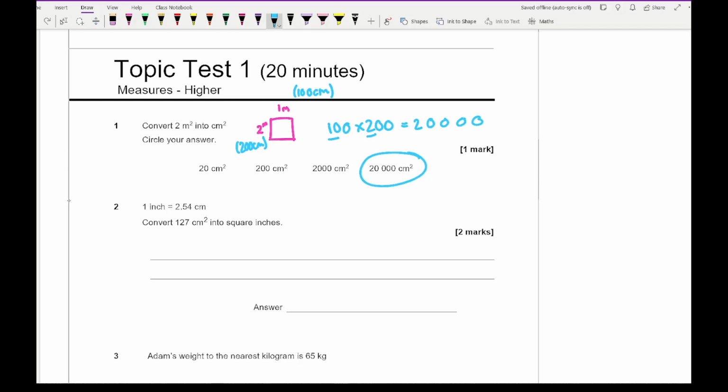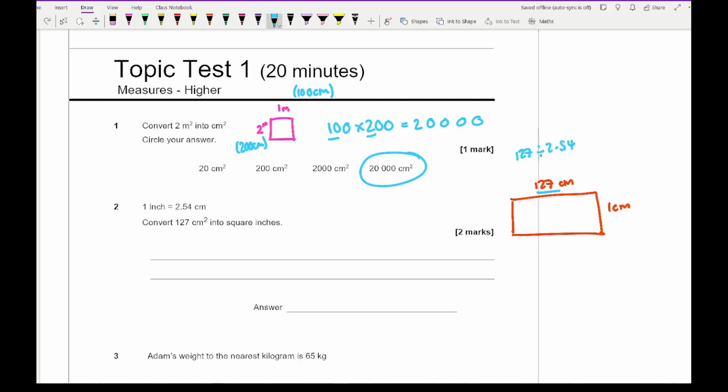Now with question 2, if 1 inch is 2.54 centimeters, convert 127 square centimeters into square inches. So again, what I'm going to do is draw a shape that gives me an area of 127 centimeters squared. It doesn't need to be accurate, so I'm going to go for 127 centimeters by 1 centimeter. So what I'm going to do is convert each of these two lengths into inches. For this, I'm going to do 127 divided by 2.54.